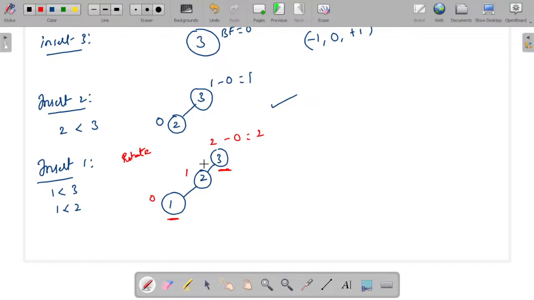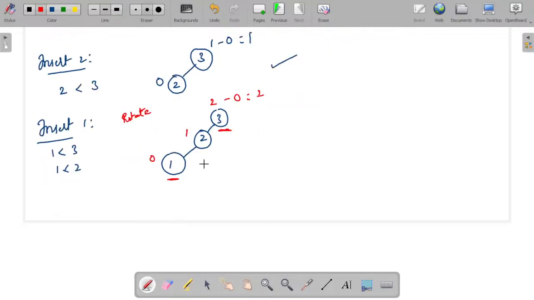Can anyone tell me the rotation that is required in this situation? Any answers?